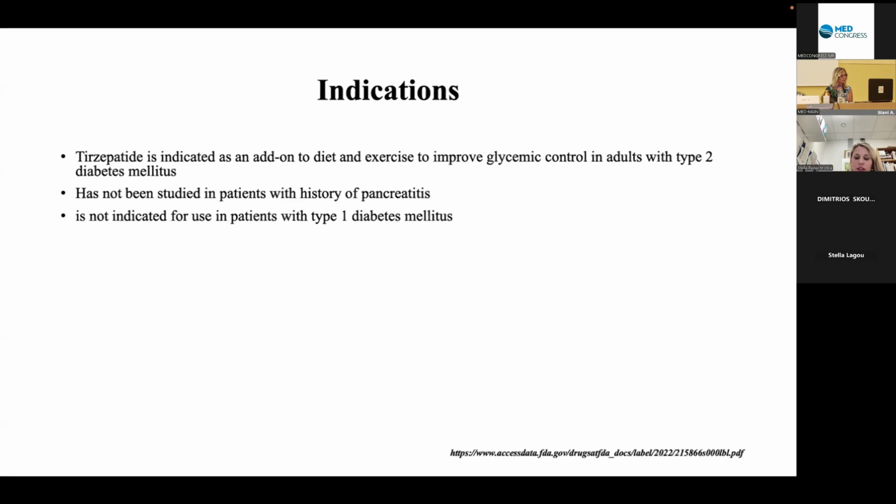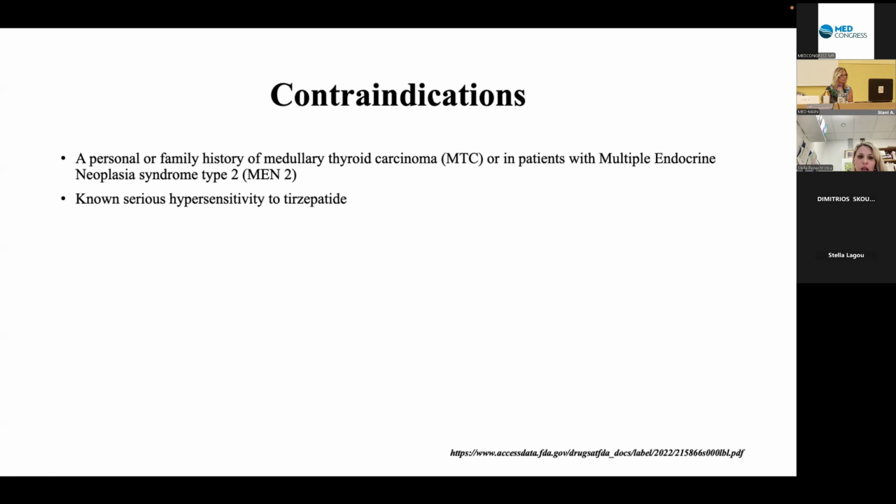So at the moment, according to FDA, the indication for tirzepatide is as an add-on to diet and exercise to improve glycemic control in adults with type 2 diabetes mellitus and obesity. Tirzepatide has not been studied in patients with history of pancreatitis, and it is not indicated for use in patients with type 1 diabetes. The contraindications are if someone has a personal or family history of medullary thyroid carcinoma, or in patients with multiple endocrine neoplasia syndrome type 2.